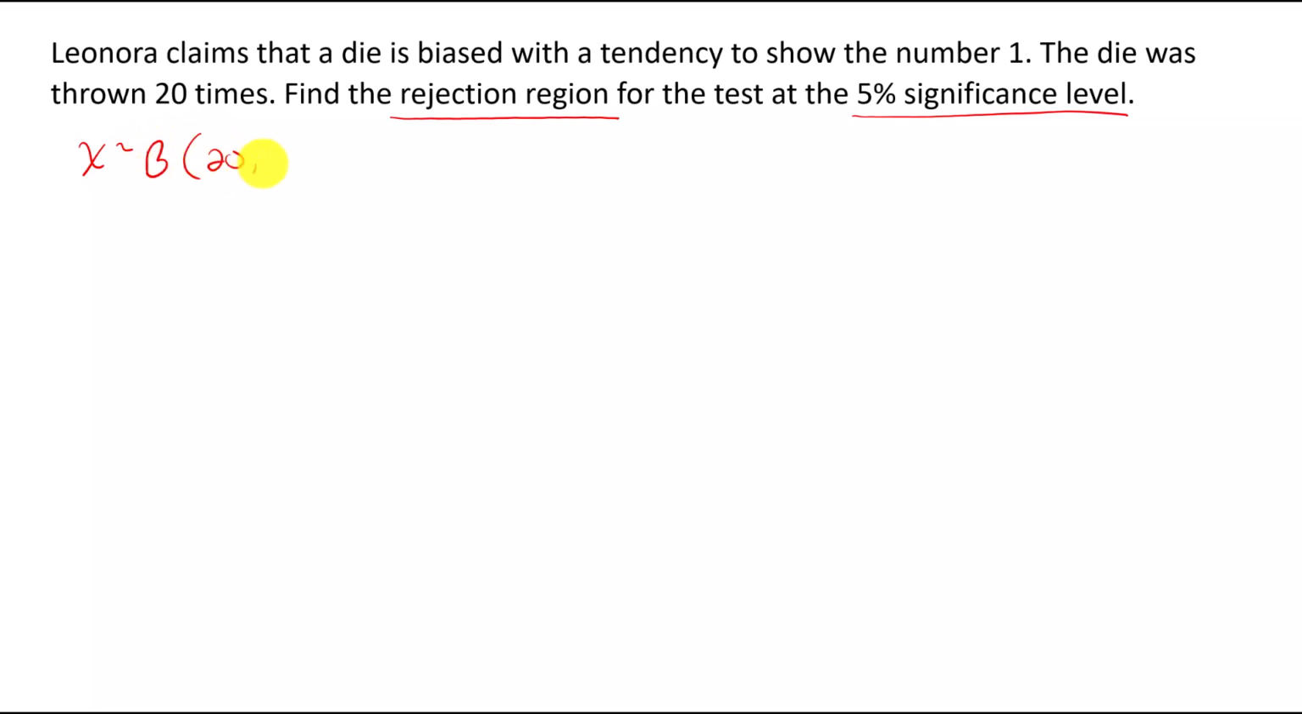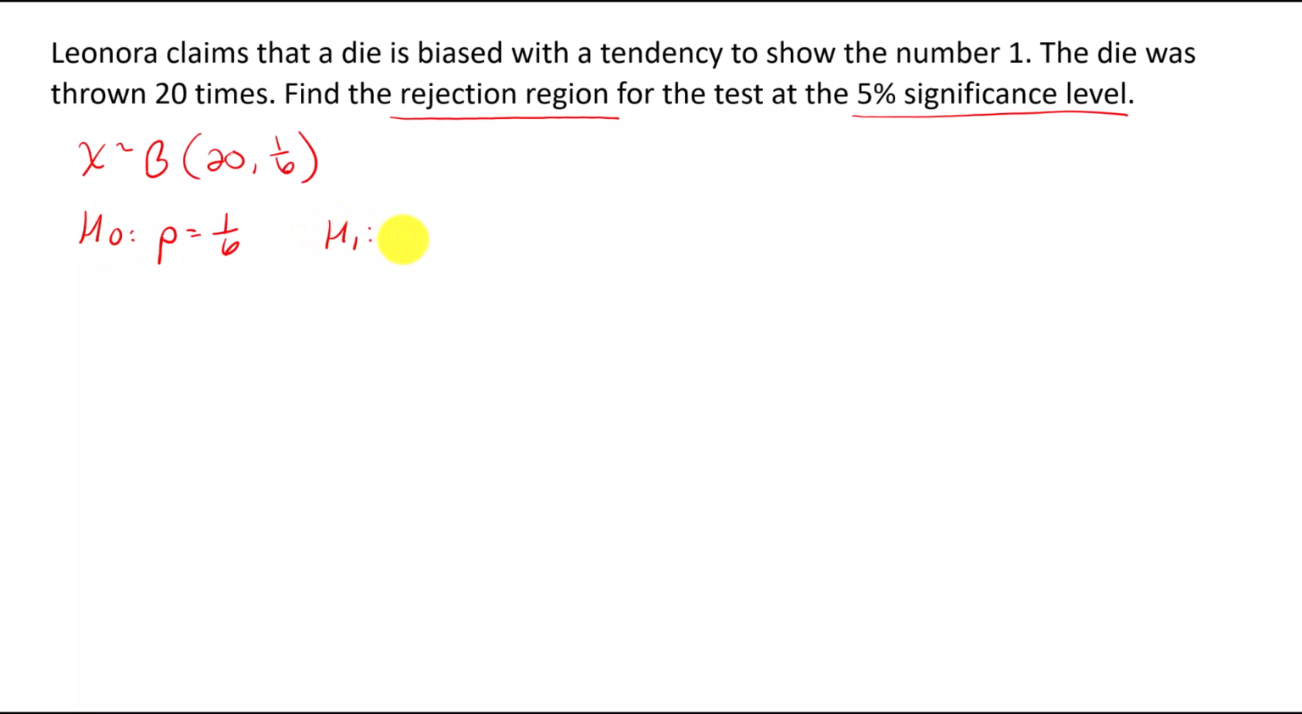We have 20 trials. And we talked about this. I would expect a die to show the number 1 one out of 6 times, or 1/6 of the time, because there's 6 faces and there's only one number 1. So 1/6 goes here. Okay, and now we can state the null and alternative, which we've done because this was a previous example. The probability is 1/6 for our null hypothesis.